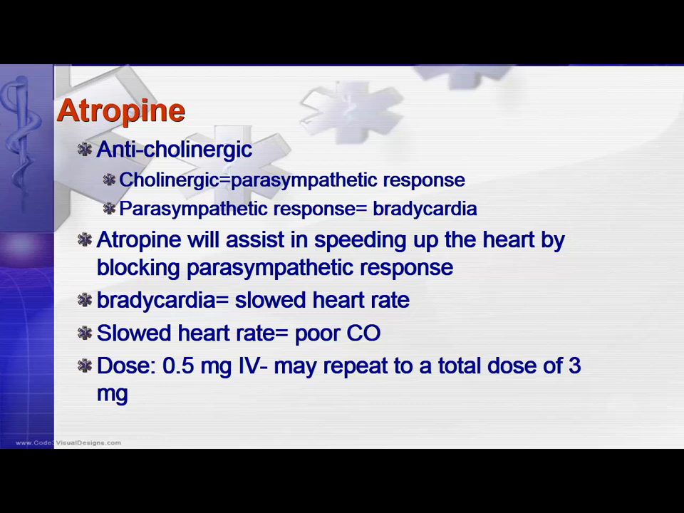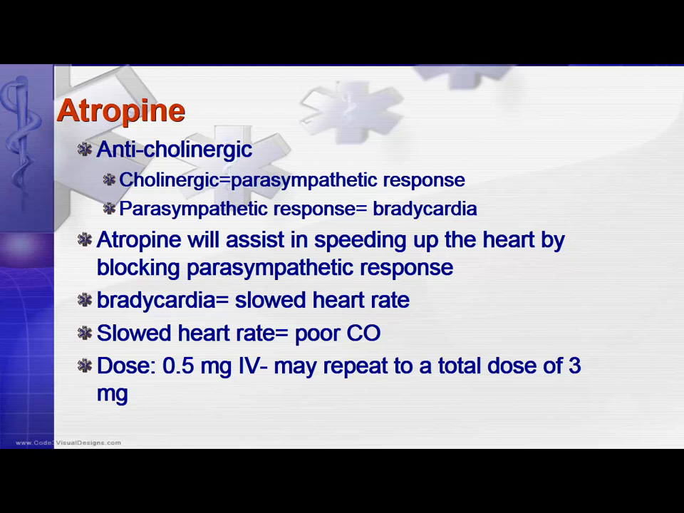A parasympathetic response, especially when the vagal nerve is activated, is going to be releasing acetylcholine, working on those receptors there, dropping the heart rate. So atropine will assist in speeding up the heart by blocking the parasympathetic response, which is a total different mechanism of action from epinephrine or dopamine. Remember, both of those are sympathomimetics. They do nothing with the parasympathetic nervous system. This is an anticholinergic or a parasympatholytic, and it does nothing with the sympathetic nervous system.